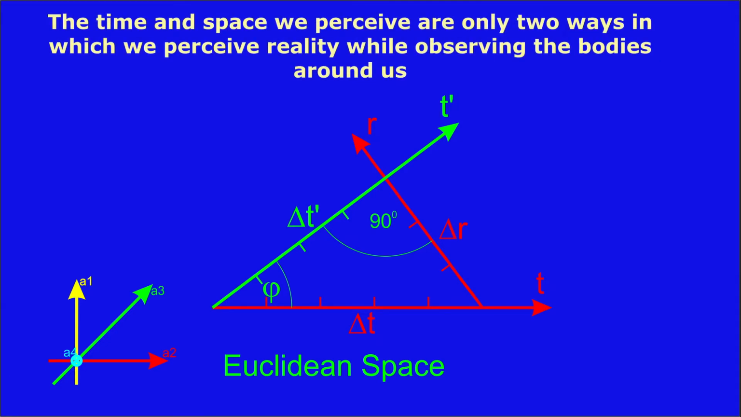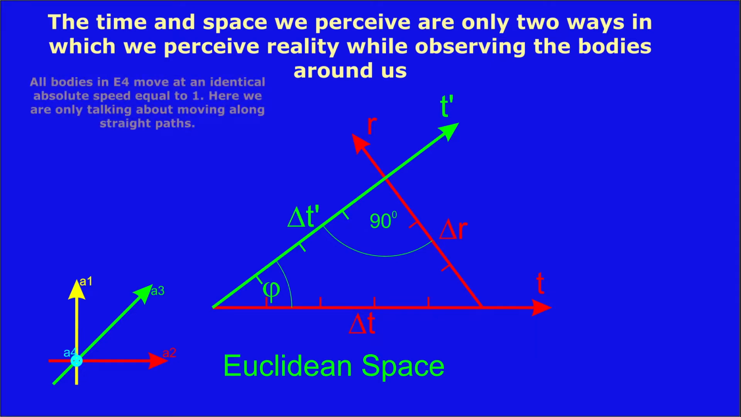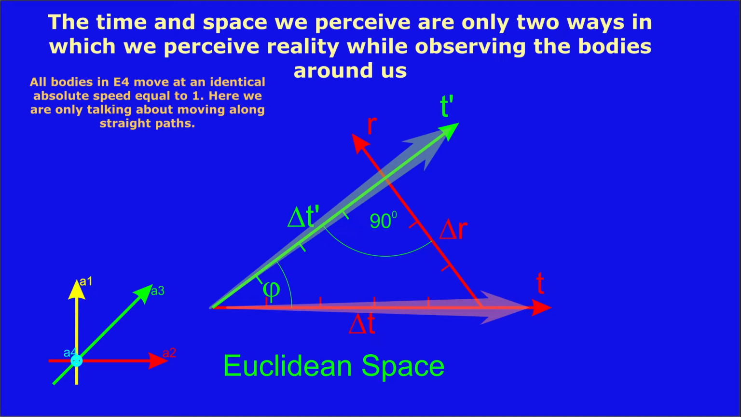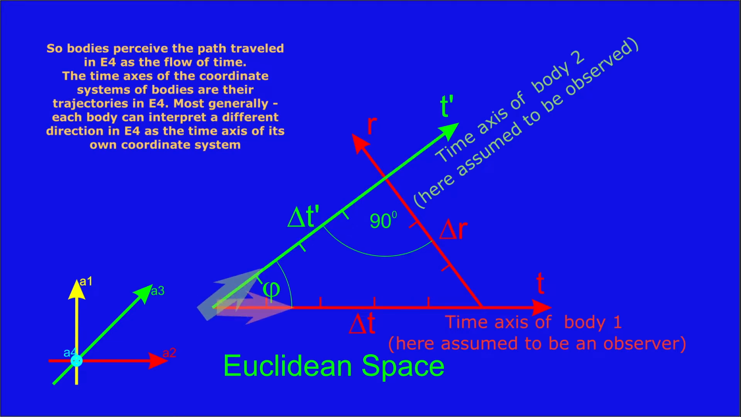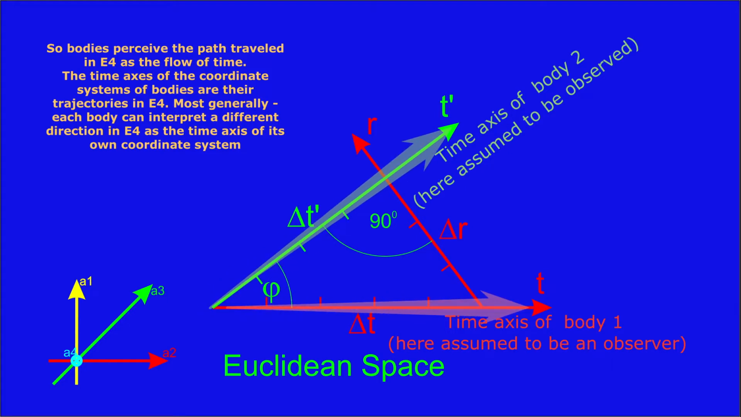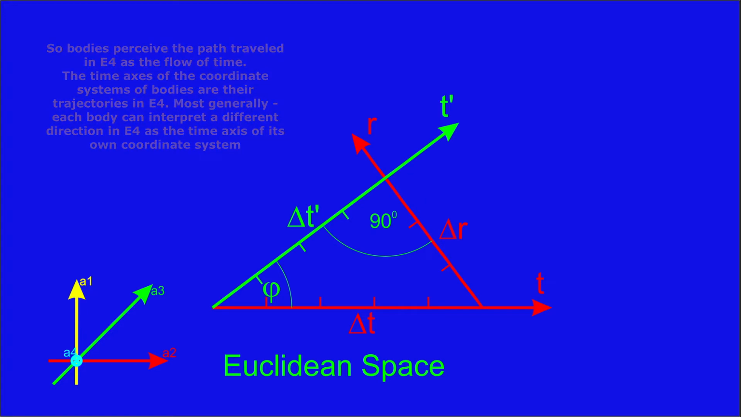The time and space we perceive are only two ways in which we perceive reality while observing the bodies around us. All bodies in E4 move at identical absolute speed equal to 1. Here we are only talking about moving along a straight path. So bodies perceive the path traveled in E4 as the flow of time. The time axes of the coordinate systems of bodies are their trajectories in E4. Most generally, each body can interpret a different direction in E4 as the time axis of its own coordinate system.